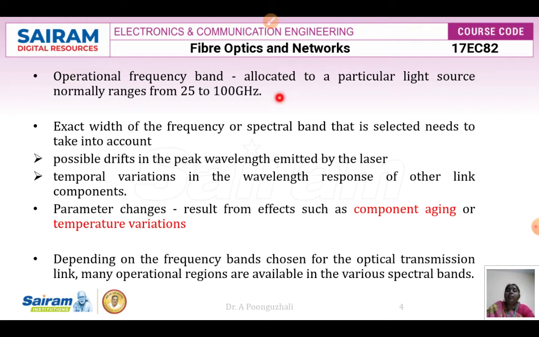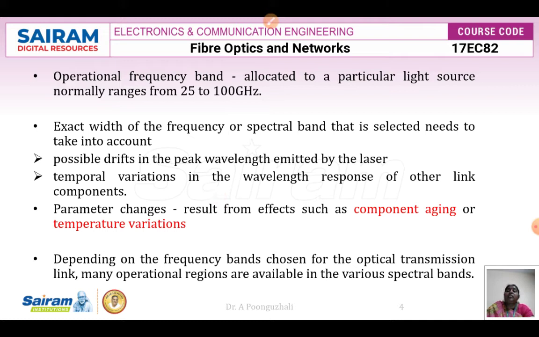The operational frequency band which is allocated to a particular light source is normally in the range from 25 to 100 Hertz. So when I select the width of the frequency or spectral band, we should take some considerations into account. They should see what the possible drift in the peak wavelength emitted by the laser is.